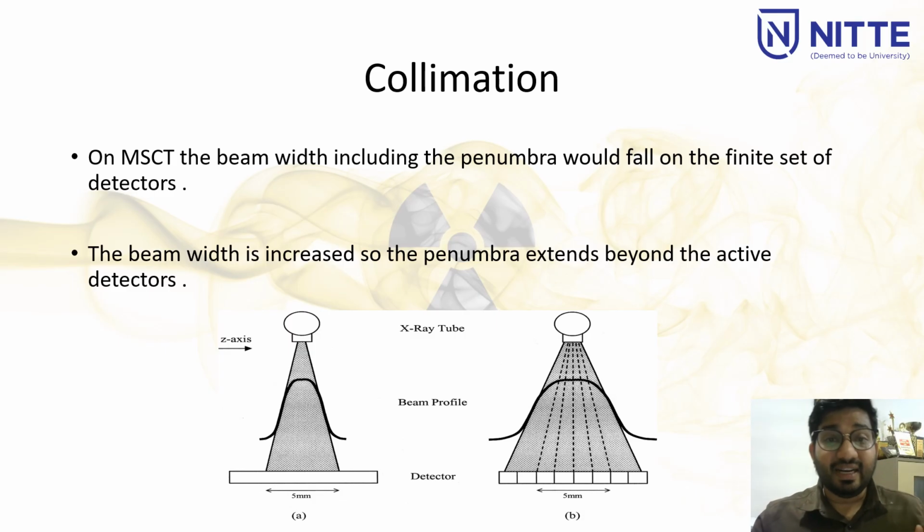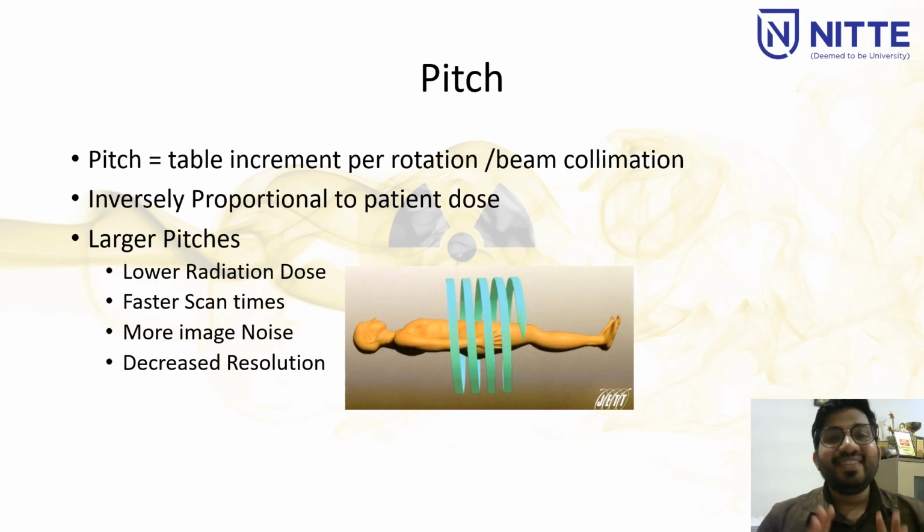Pitch is another important dose reduction factor, which is the table increment per 360 degree rotation divided by beam collimation. It is inversely proportional to patient dose. Increasing the pitch from 1 to 1.5 produces a 33% dose reduction. So if you increase the pitch, the dose will be reduced. Increasing from 1 to 1.5, you can achieve around 33% dose reduction.